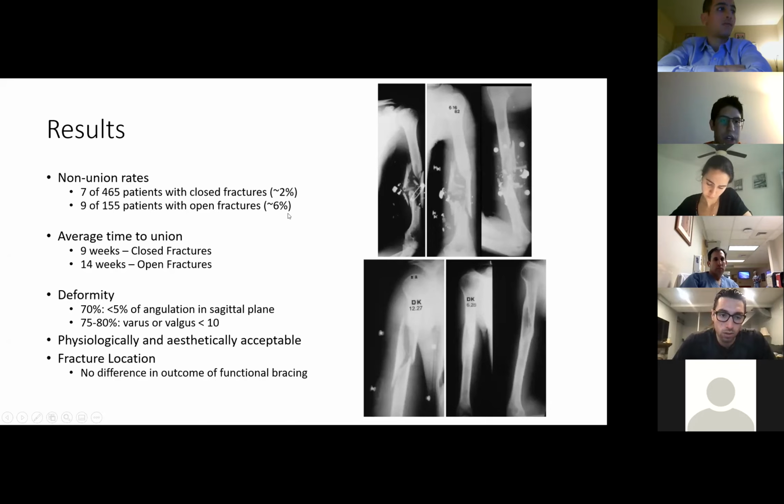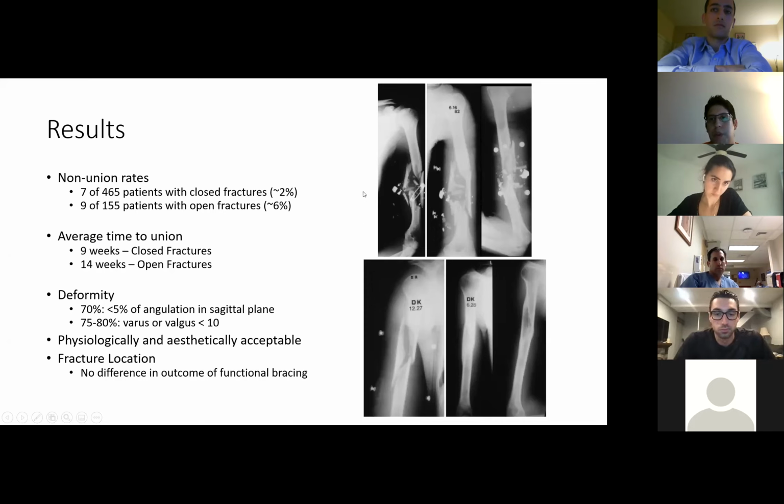And it took about 9 weeks for the patients in this functional brace to show radiological and clinical evidence that the fracture had joined. And for the open fractures, it took a little bit longer at about 14 weeks. So these are some of the pictures of some of the patients that they were able to follow.